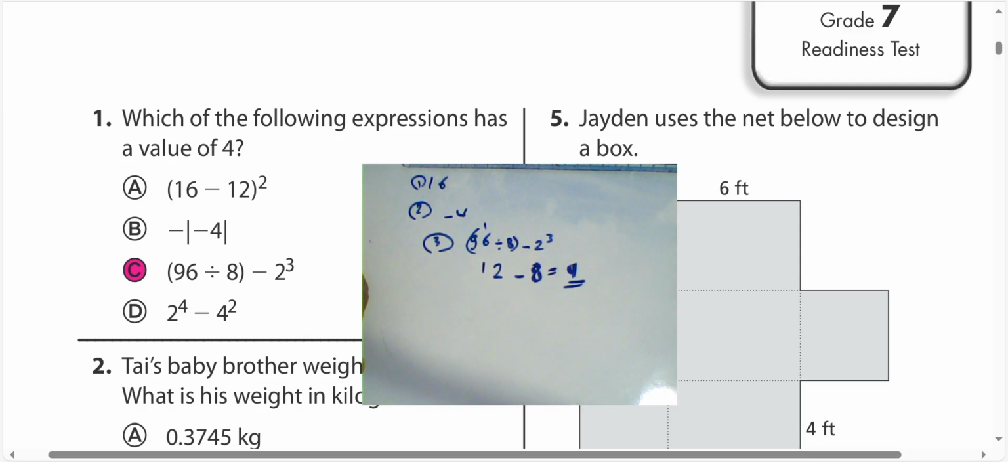Question letter D is the difference between two numbers. 2 power 4 equals 16 and 4 power 2 equals 16. 16 minus 16 equals 0.